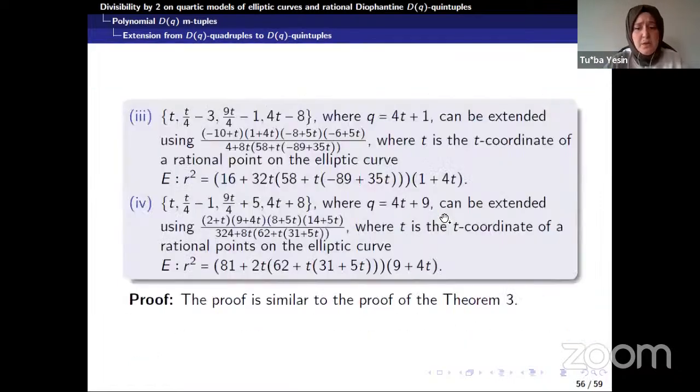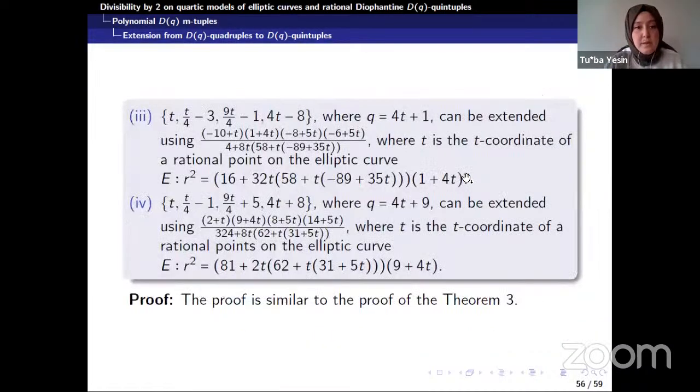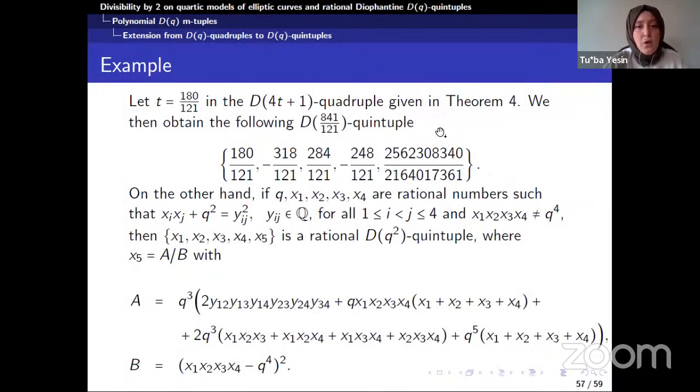And the last thing, by using the third one, for instance, this quadruple to extend to a quintuple, if you take t as this number and put it here, you will get that this is q squared. And for our quintuple, we just use the second theorem to get this quintuple. On the other hand, we know that if this is q squared, another theorem says that x_i times x_j plus q squared is equal to y_ij. If you have 4 rational numbers, you can easily find the fifth number by using a and b, which is here.